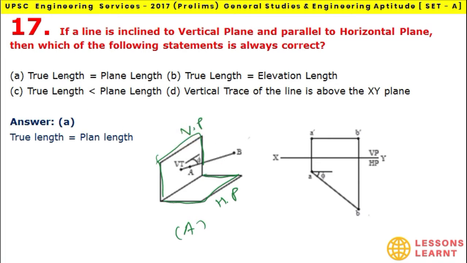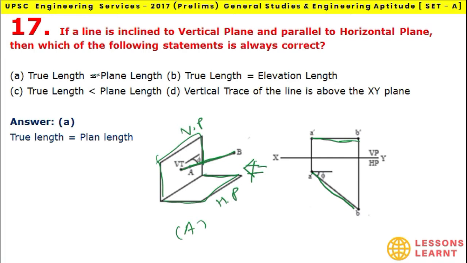So what is the question? A line is inclined to the vertical plane. That means a line is drawn like this, inclined to this plane, and parallel to this horizontal plane. If we see the front view, the line is like this, A and B, and when we see the top view, we get this inclined line.